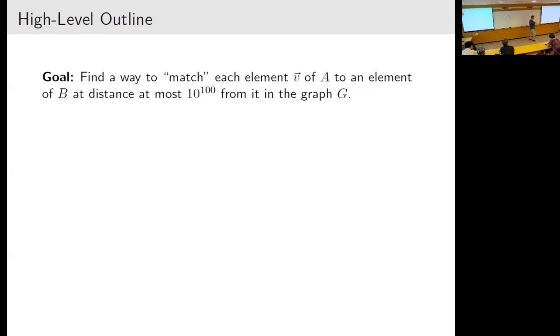And let's not even worry about the 10 to the 100. I mean, yeah, we want some kind of bound. Any questions about that? You look confused. No?